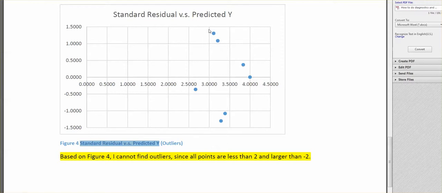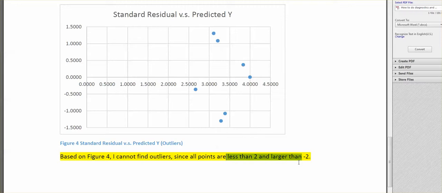In this case, we can find the largest point is below 1.5, which is smaller than positive 2, and the smallest point is larger than negative 1.5, so it is larger than negative 2, which means all the points are between 2 and negative 2, so we cannot find outliers. Again, first you need to remember the name of the plot. It's called standard residual versus predicted y. Second, you need to know how to get this plot. And third, you need to know where to find the outliers.